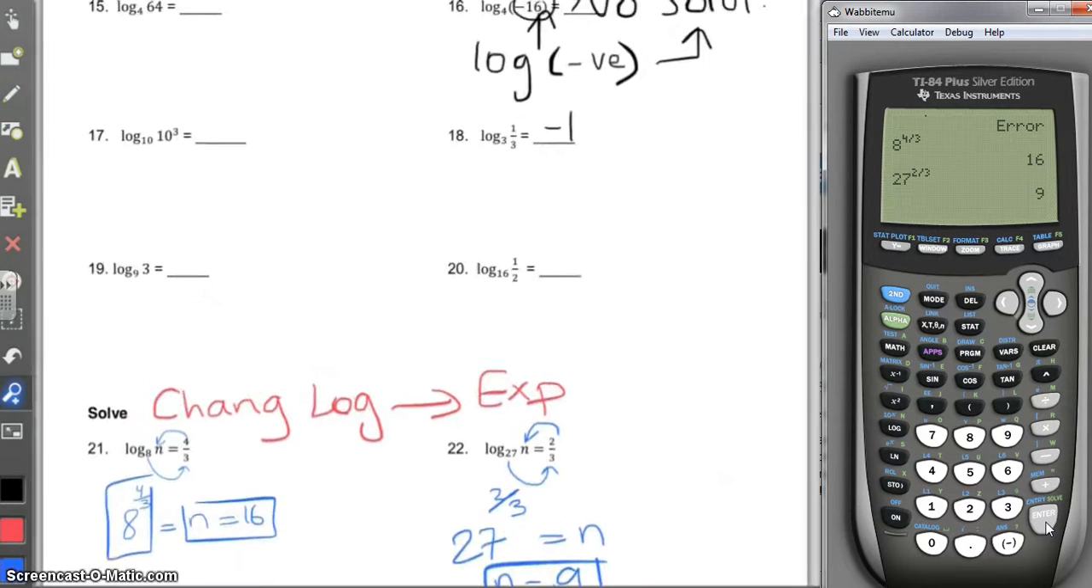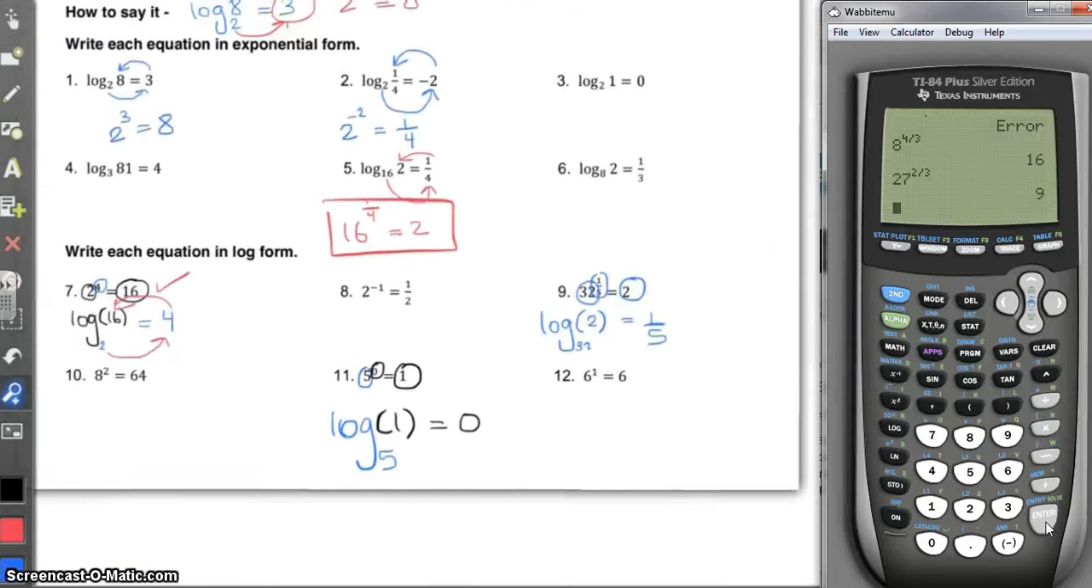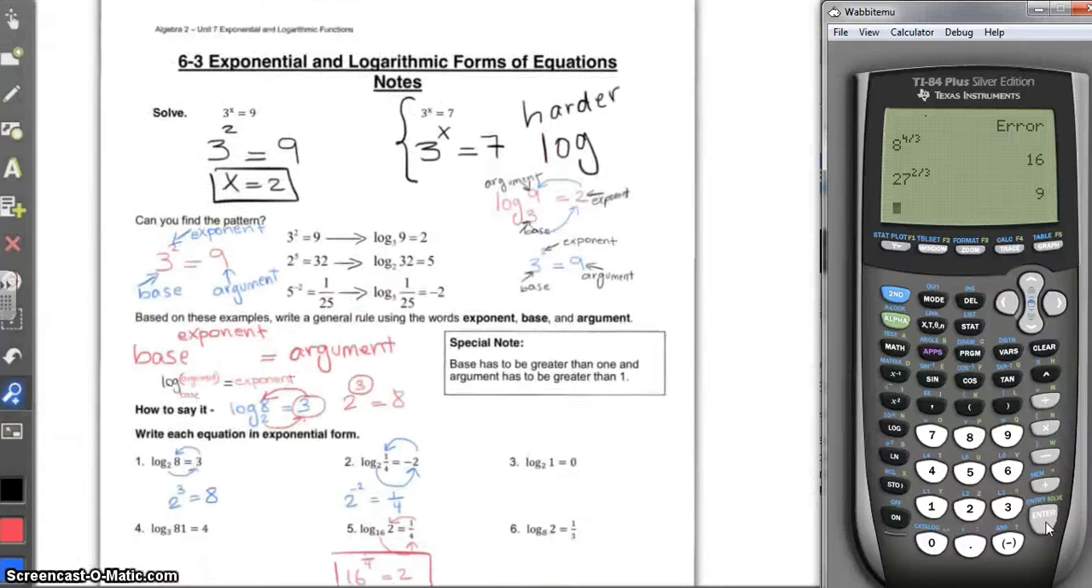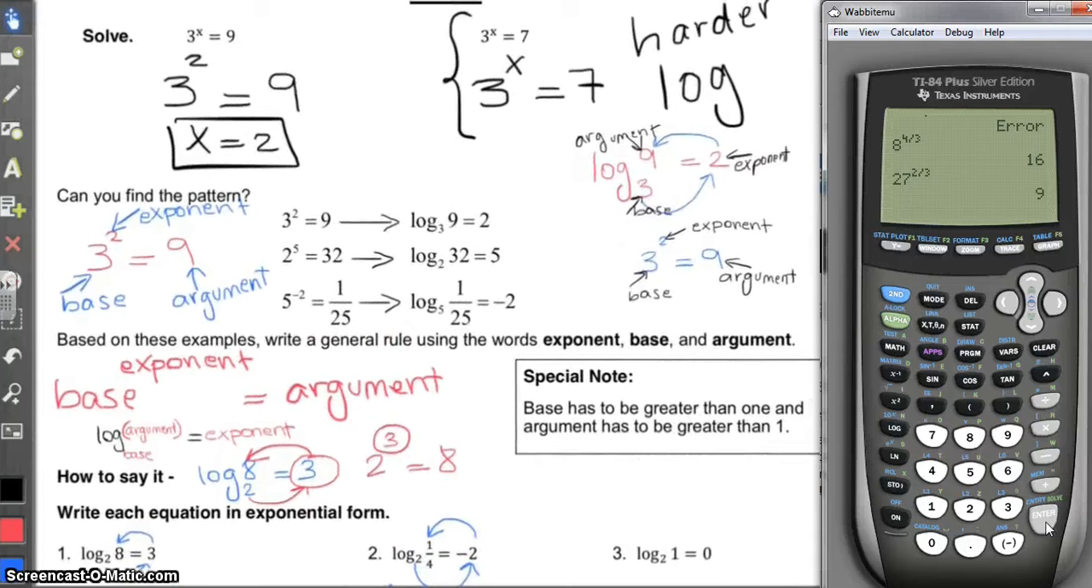So let's try to review. What did we learn today? Let's go back to the first page. We learned that we can change between exponential and logarithmic. Logarithmic means exponent. So to change between a logarithm and an exponent, you know that the base to the power of this one would give you the argument. This is how you change between log and exponent.